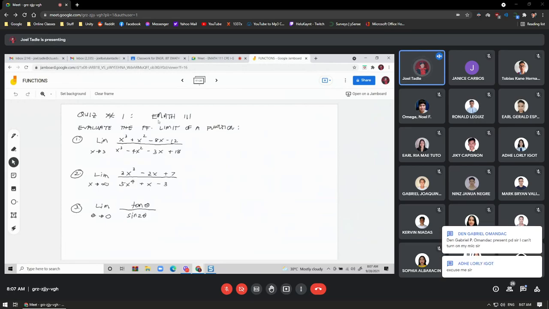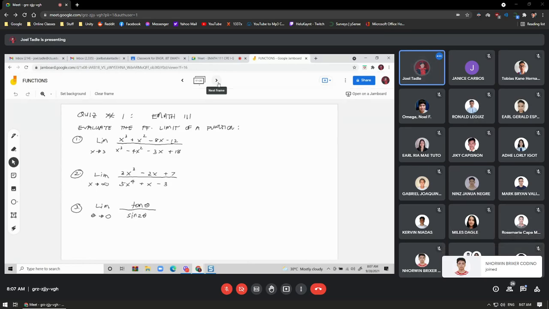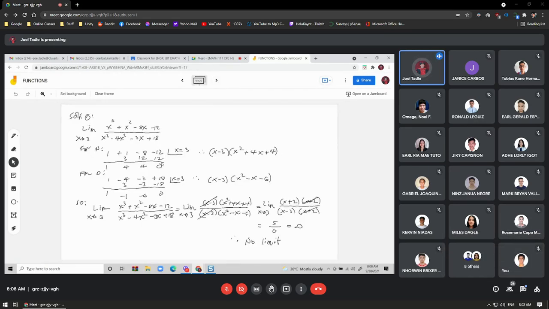So this is your quiz yesterday. So let us discuss this one by one. So example number one, item number one. This is the given function x cubed plus x squared minus 8x minus 12 over x cubed minus 4x squared minus 3x plus 18 as x approaches 3. So we are asked to evaluate the limit.